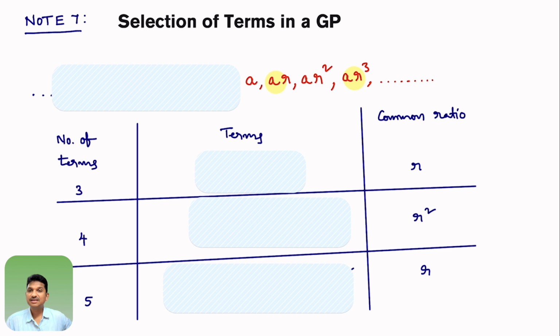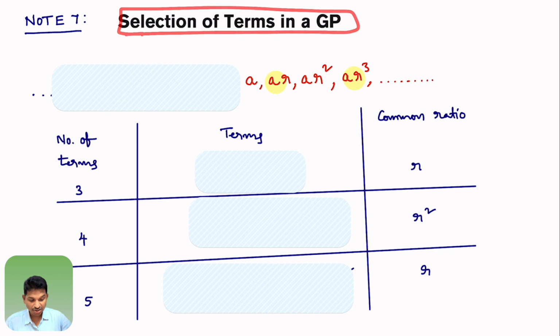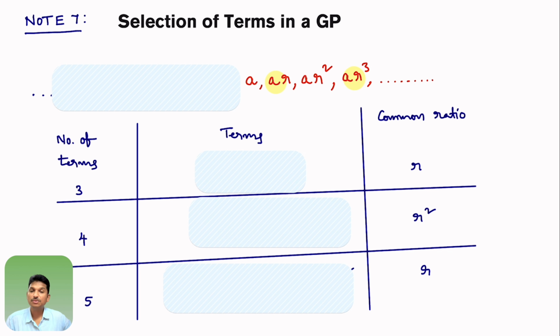First, let's see note number 7: selection of terms in geometric progression. Sometimes while solving problems, they'll ask you to find 3 terms which are in geometric progression whose sum is so and so, whose product is so and so. We do one problem also.